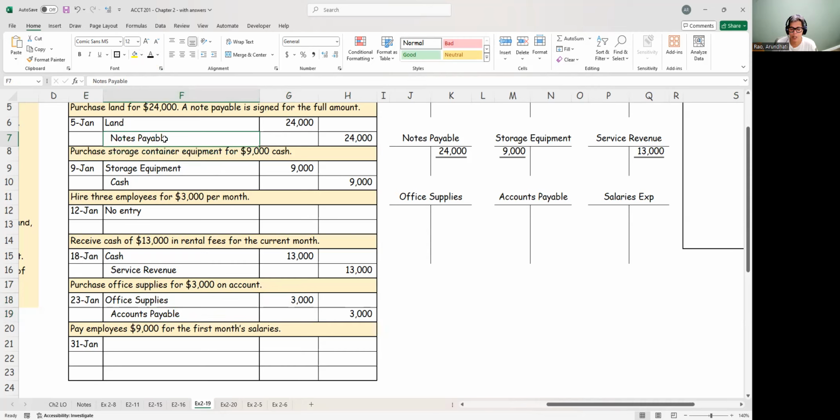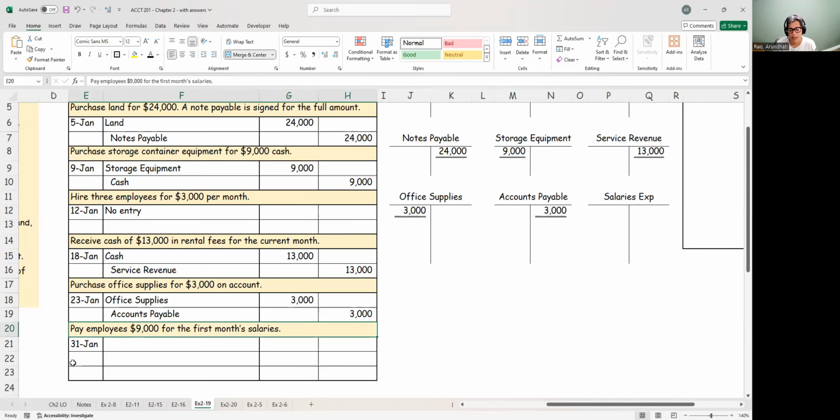Notes payable is typically a longer term liability, and I pay interest on it. Accounts payable are payments made to vendors, payables to vendors. Typically, the vendors will give me 30 days to make the payment, and they don't charge me any interest in those 30 days. So I have office supplies debit, 3,000. Accounts payable credit, 3,000.